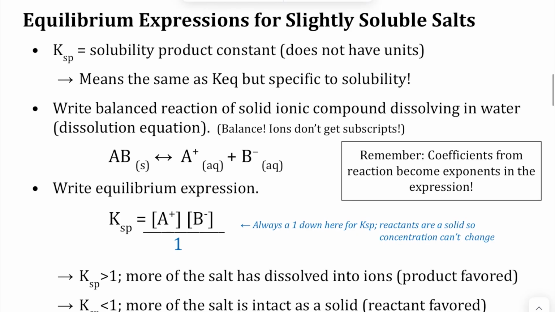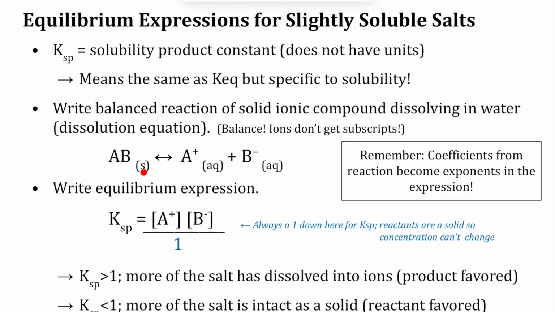So with those equilibrium expressions, we're using the same rules that we have when we learned how to write our Keq expressions. It's just Ksp is specific for if we're looking at solubility. So that solubility product constant. Again, our K value doesn't have units. And so we need to first write that balanced reaction of our solid ionic compound dissolving in water. That's our dissolution equation. We just practiced that.